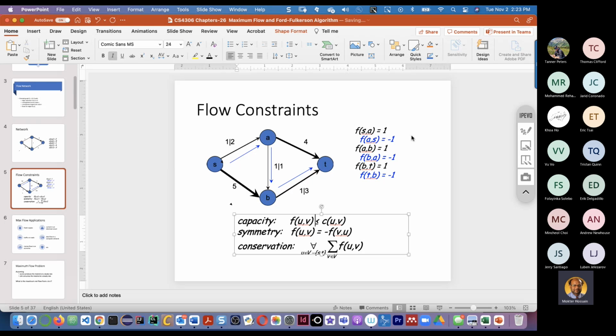And this is the symmetric law. If the flow of U to V is 1 unit, then the flow of V to U will be negative 1 unit. That means the flow of U to V equals the negative flow of V to U.